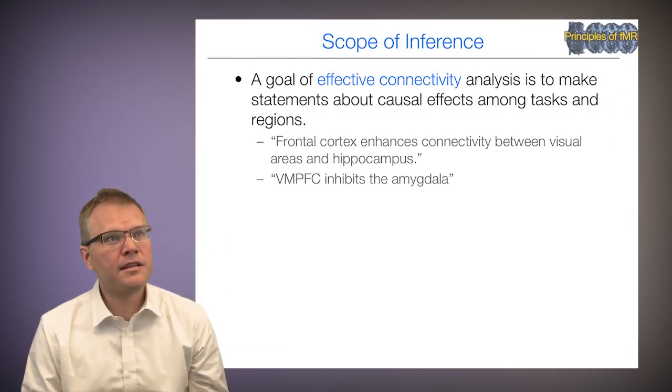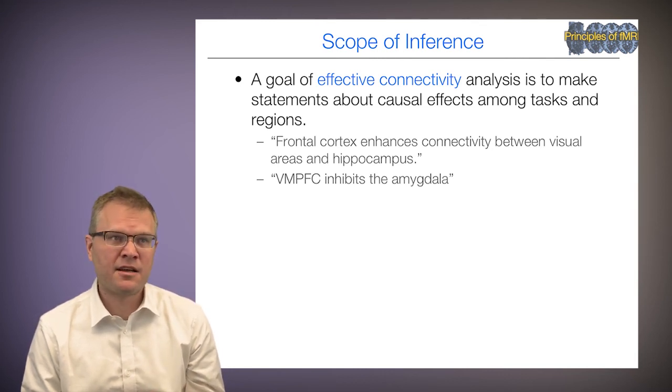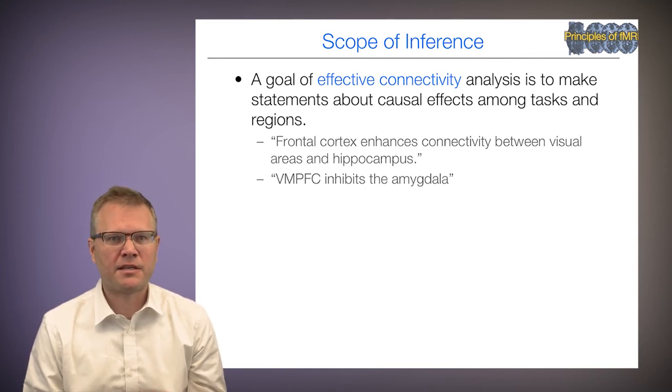A goal of effective connectivity analysis is to make statements about causal effects among tasks and regions. We might want to say things like the frontal cortex enhances connectivity between visual areas and hippocampus, or the VMPFC inhibits the amygdala.